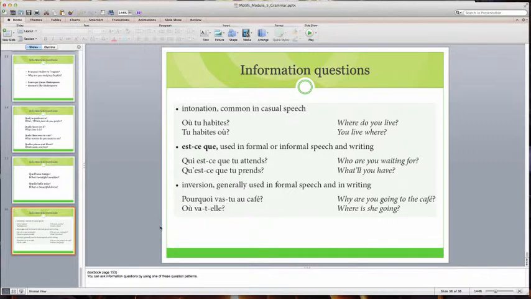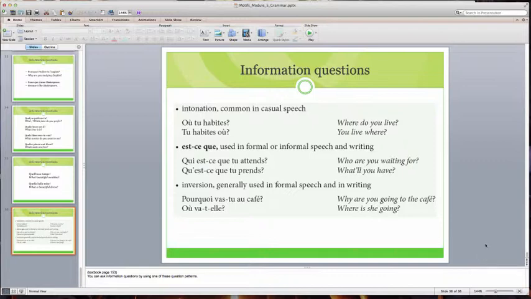Inversion is usually used in formal situations, either speaking or in writing. But again, we've got this little bit of mental gymnastics. We have to switch the subject and the verb, and sometimes if we have two vowels together, we have to add the T and so on. Pourquoi vas-tu au café? Why are you going to the café? Où va-t-elle? Where is she going? So, these are the most common ways to form questions, the only ways to form questions in French.